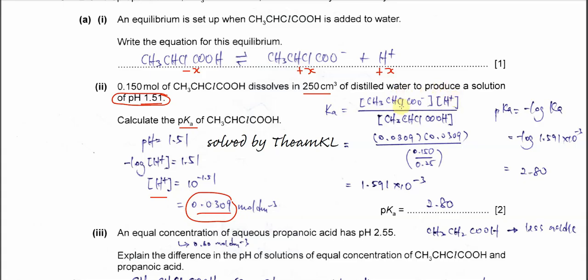After that, use the Ka expression: concentration of the products over the reactant, in this case the concentration of the salt times concentration of hydrogen ion over the concentration of acid. These two values are the same, so it's 0.0309 squared over this one, in mole per dm³, because it's given 0.15 mole. The volume is 0.25 dm³, so you just use 0.15 over 0.25. So you get this Ka. So pKa is equal to negative log Ka. So negative log of this one, you get 2.80.